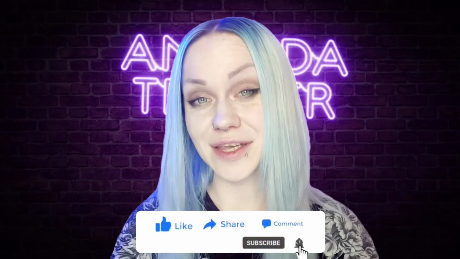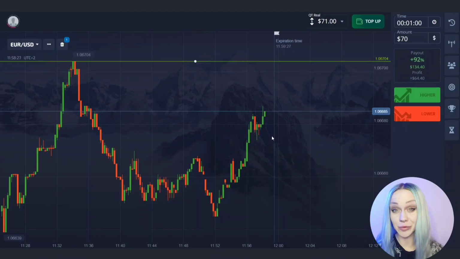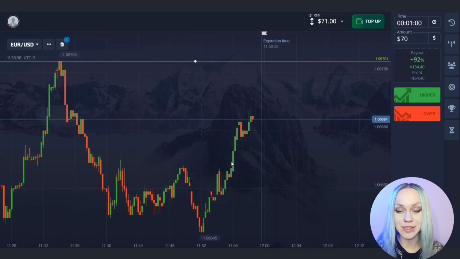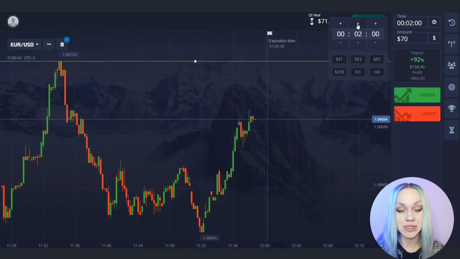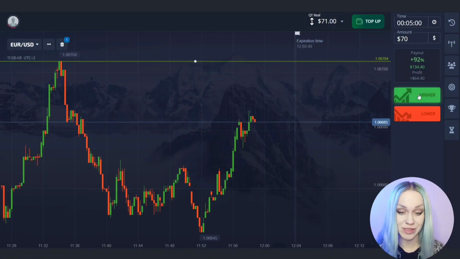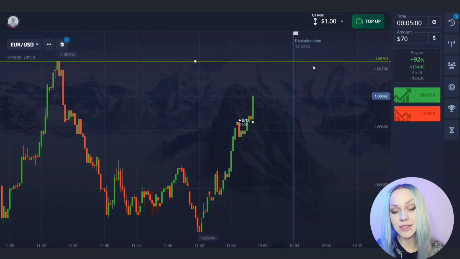Now let's find the first entry point. So right now I already see the first entry point and I'm going to explain it to you. We have a resistance level here at the top. We see that at the moment there is an upward movement. Green candles are forming. The price is approaching the resistance level. At the same time, there is still quite a lot of space before the resistance level. In this case, I suggest opening a trade for a rise for 5 minutes.